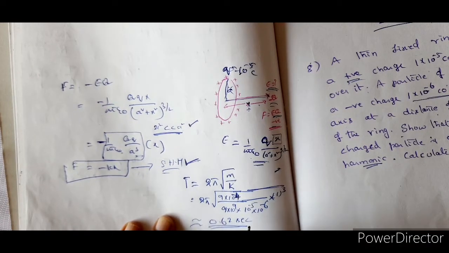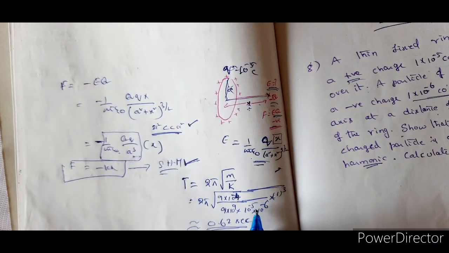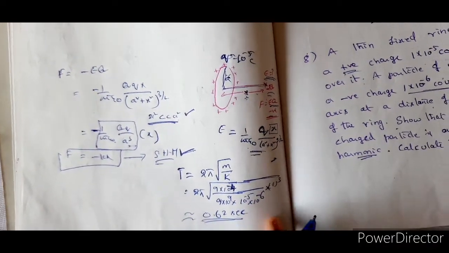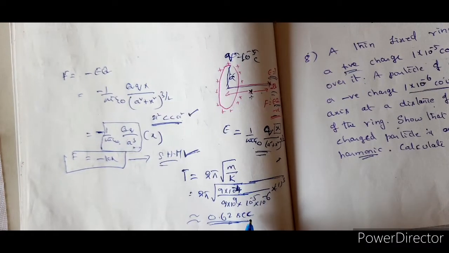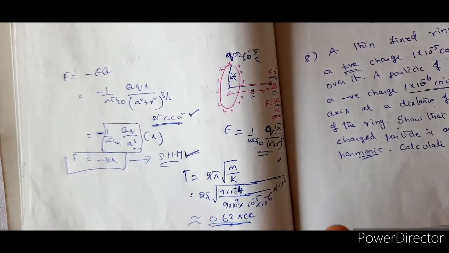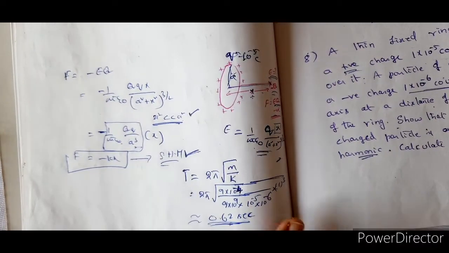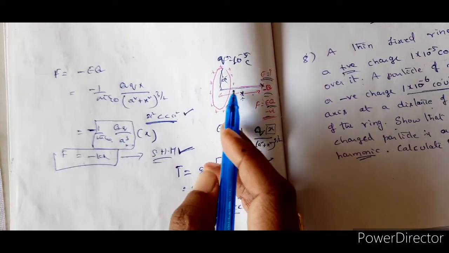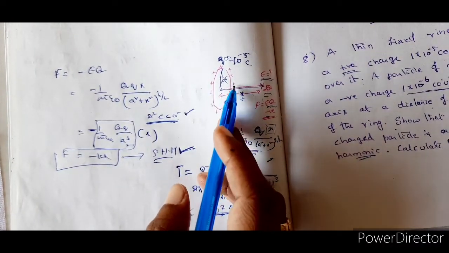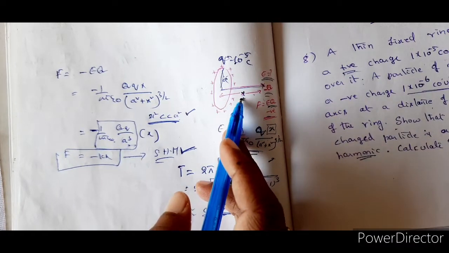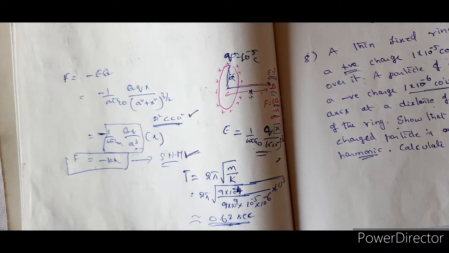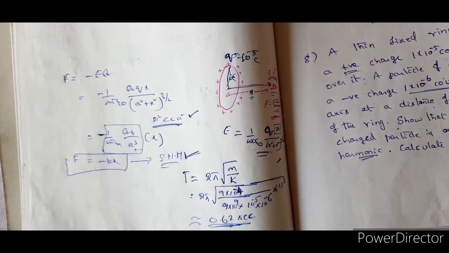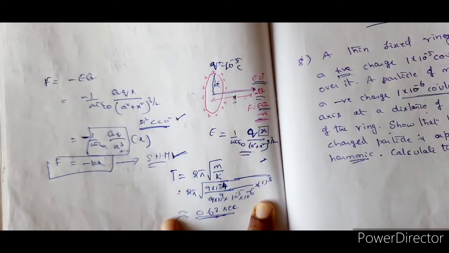So don't only depend on this one. You just simplify this. Conceptually if you are wrong, sometimes there might be print mistakes, so verify this. The concept is the same. Whenever we say that it is simple harmonic motion, then the amplitude should be small. So therefore x is far less than a, or x square is far less than a square. That condition we have to apply. So please note it down.